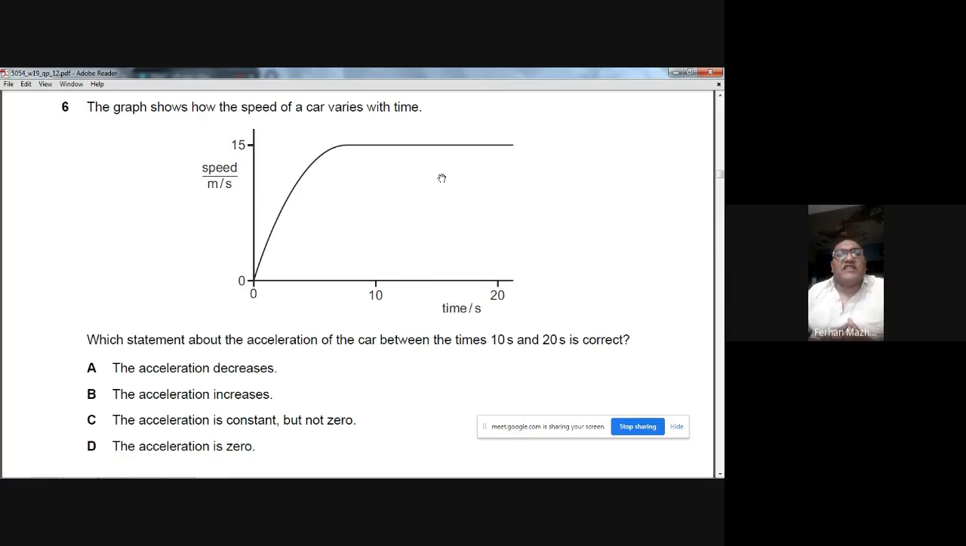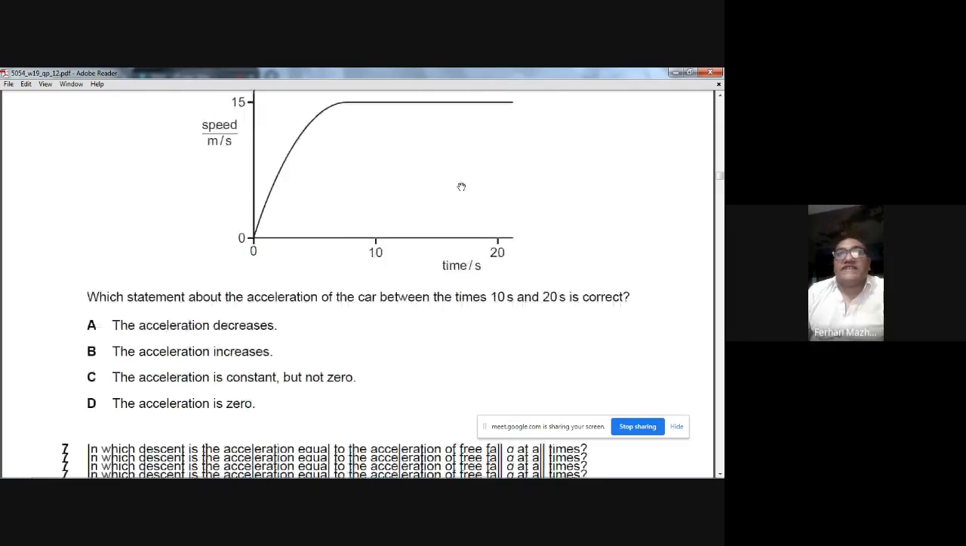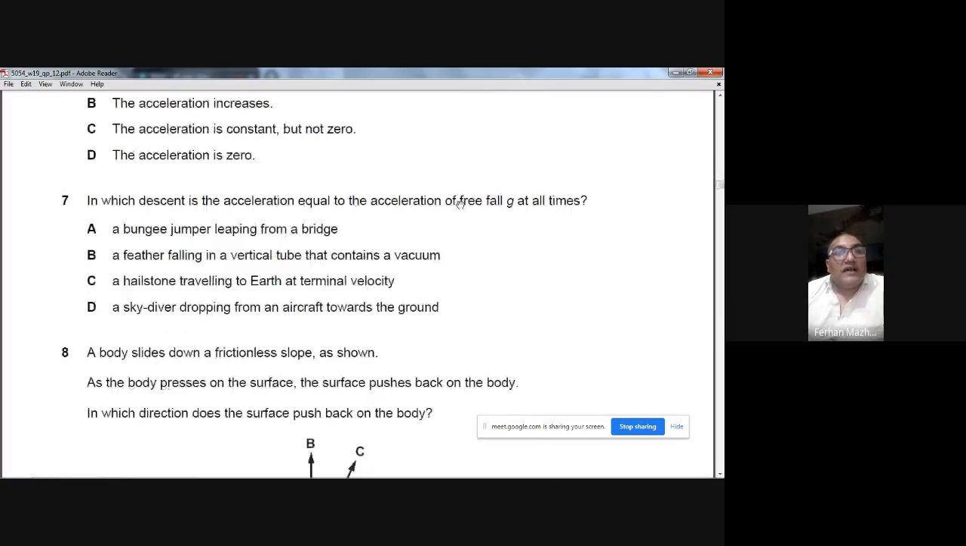If the gradient is 0, the slope is 0, the acceleration will be 0. So the best option looks like D. The acceleration is 0. Question number 6, the option is D. Now the next question, question number 7 on your screen right now.